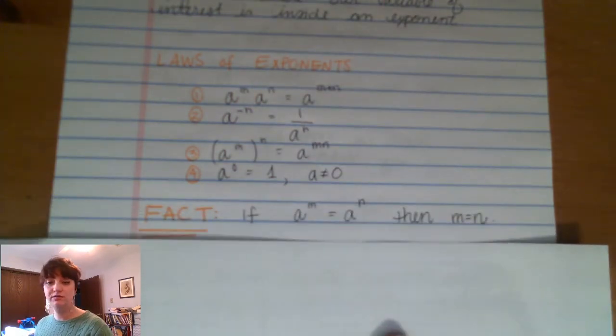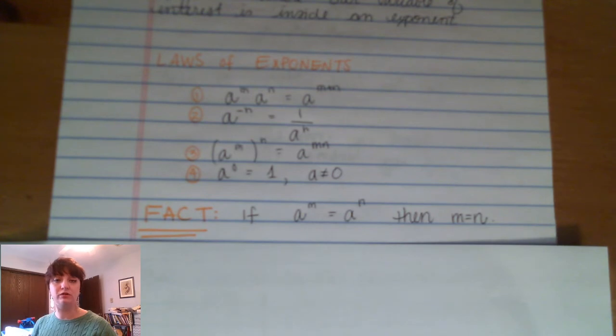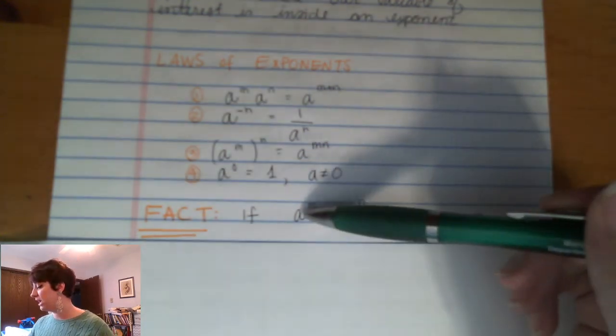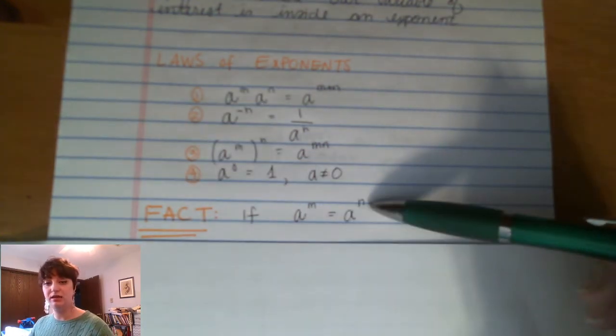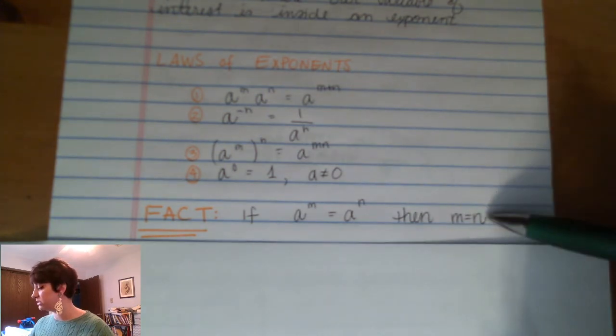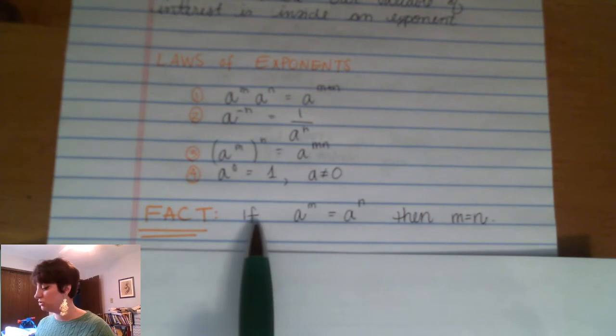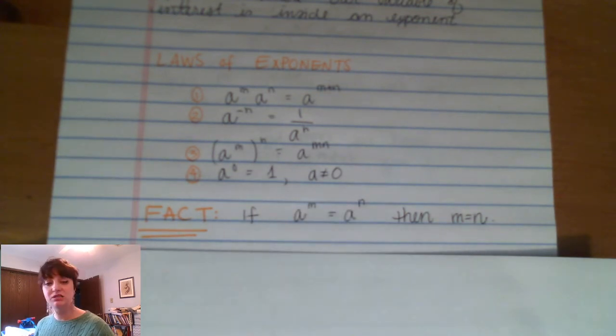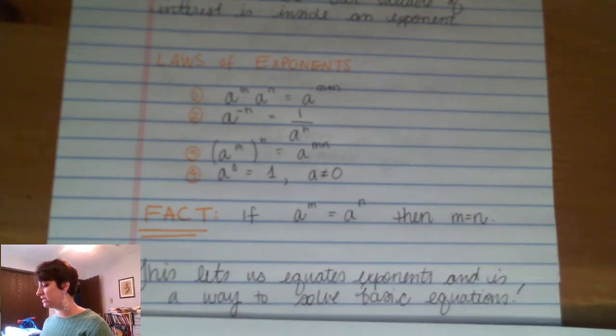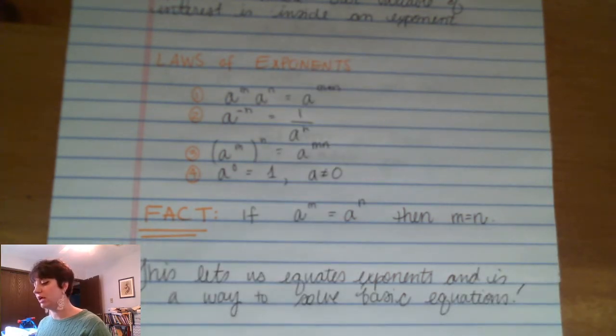Okay, so here's the fact that we're going to be using to solve equations. If a to the m equals a to the n, then m equals n. So what that means is if I have the same thing raised to 2 different powers, it must be the case that the powers are equal. So let's start with a basic example. Oh, this lets us equate exponents and is a way to solve basic equations. All right, so let's look at our first example of this.